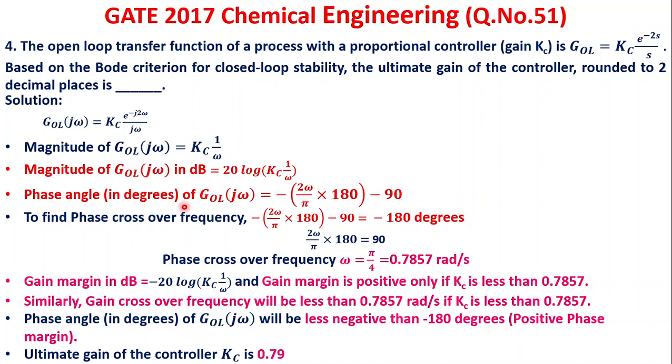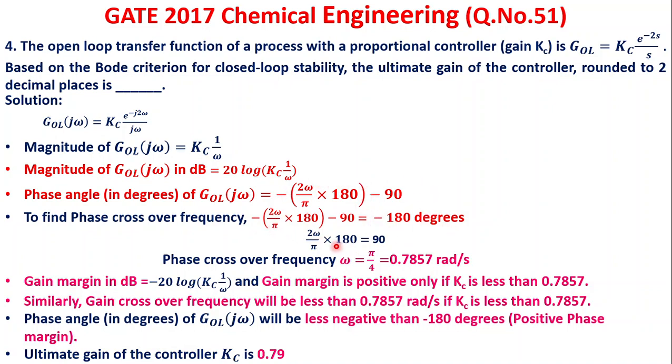Then what about the phase angle in degrees? We have already seen e power minus j theta means it is minus theta, minus 2 omega, and the 2 omega is in radians. It should be converted to degrees. Pi radians corresponds to 180 degrees, so 2 omega radians corresponds to what? So minus of this, and j omega means the phase angle is 90 degrees because of its presence in the denominator, minus 90. So to find the phase crossover frequency, the phase angle expression is equated to minus 180.